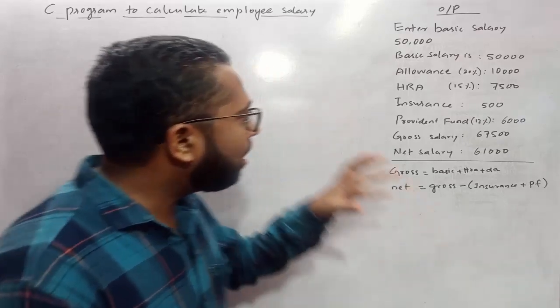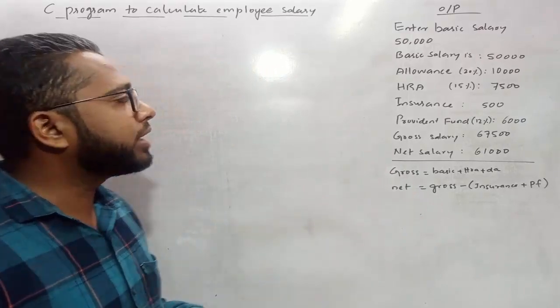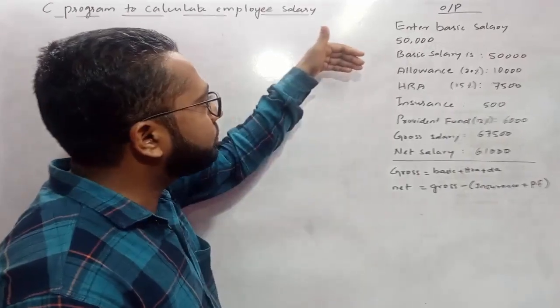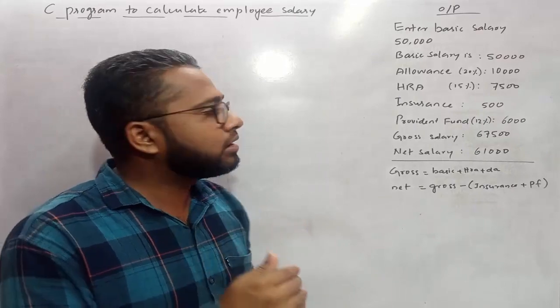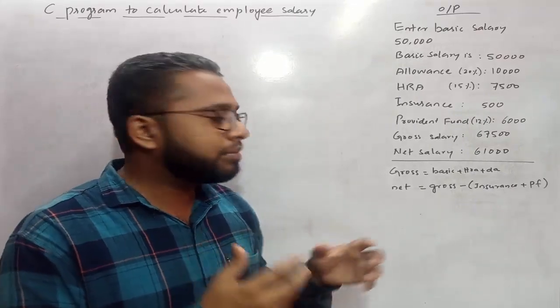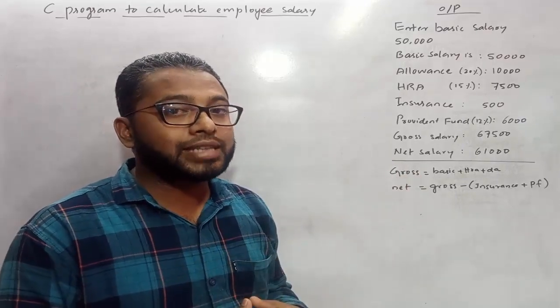So here you can see I have already written down the output of this program, and when this program gets executed, it asks the user to enter the basic salary. Here I have entered 50,000. The moment you type 50,000 and hit enter, the program performs some calculation based on percentages and certain formulas and starts showing you various details of the employee salary.